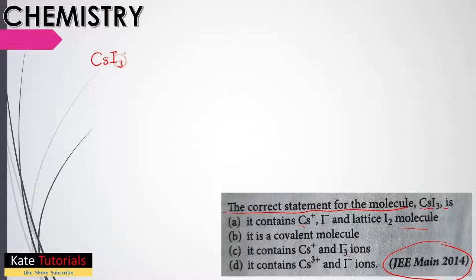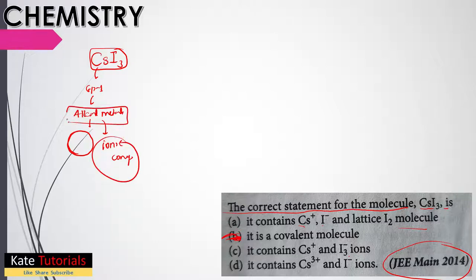CsI3, cesium I3, right? So cesium belongs to group 1. Group 1 means alkali metals. As we go down the group, size increases, so cesium's size is large and it forms mostly ionic compounds. So here in option B, they have given that it forms a covalent molecule. So this is the wrong option, right? It forms ionic compounds, because it belongs to alkali metals and its size is also big. If size is small, we can see some exceptions, as in Fajans' rule, where we can talk about covalent compounds, but here it forms ionic compounds, right?